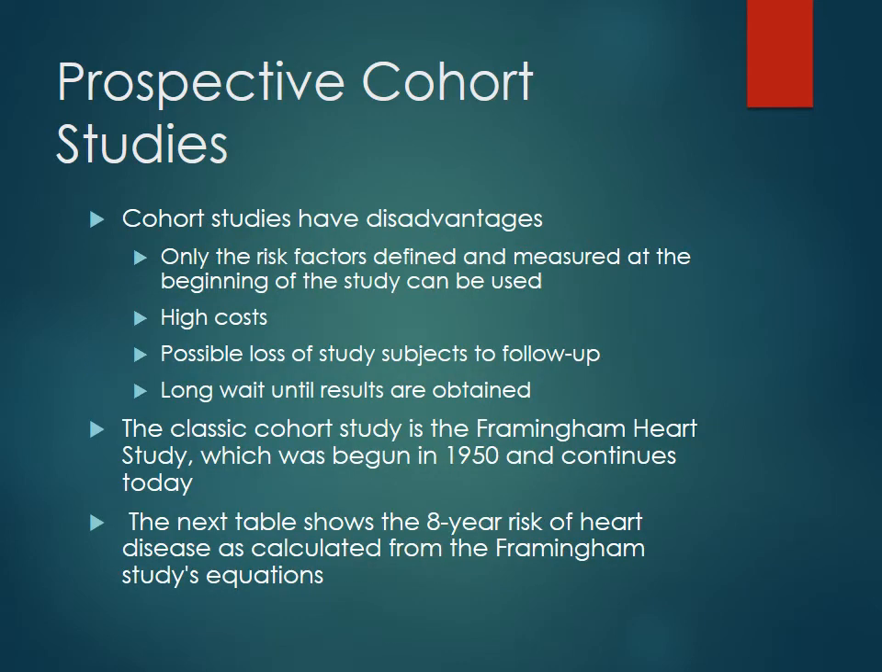Cohort studies are going to have the disadvantages that only the risk factors that are defined and measured at the beginning of the study can be used. So say you're looking for 10 years at cardiovascular death in patients who say have hyperlipidemia versus those that don't. You can't just add in another risk factor, say later on, and look retrospectively to see who had that in those cohorts. You really don't want to do that. You need to really a priori define all of your risk factors you're looking at, and then define your outcomes as well. Also going to be high cost to run these.